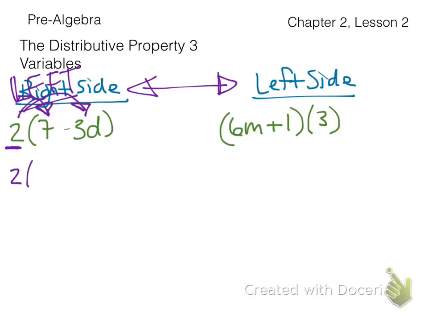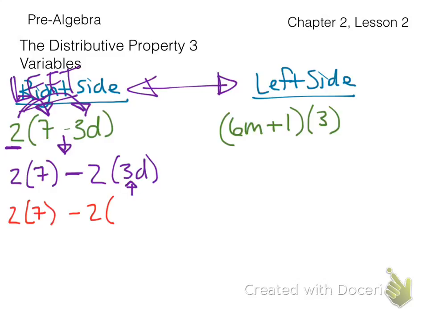So it's going to be 2 times 7 minus 2 times 3d. Okay? And you got to remember that there's a multiplication going on there. So if I were to even write this out even more, it would be 2 times 7 minus 2 times 3 times d. Okay? Well, 2 times 7 is 14, minus 2 times 3 is 6. 6 times d is 6d.